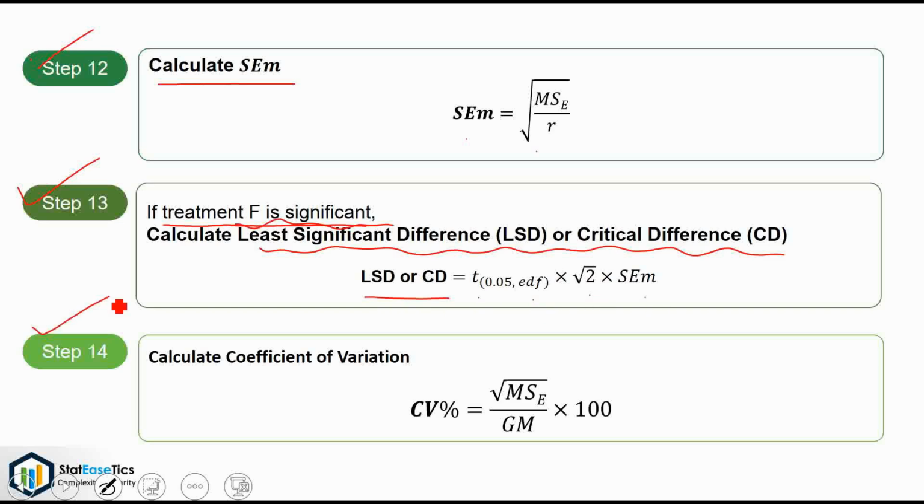Step 14 is calculation of coefficient of variation, that is CV% is equal to root MSE divided by GM into 100, where GM is the general mean.